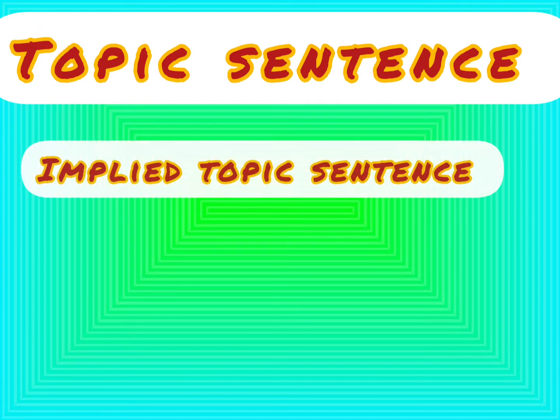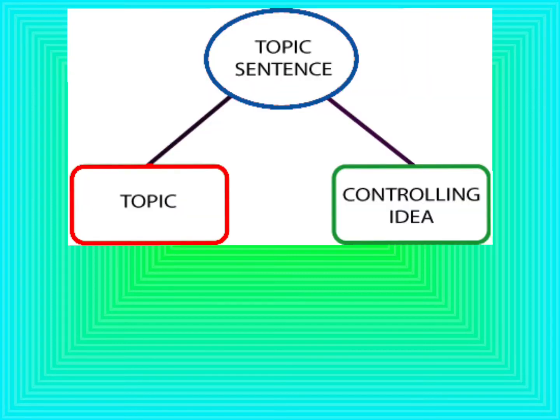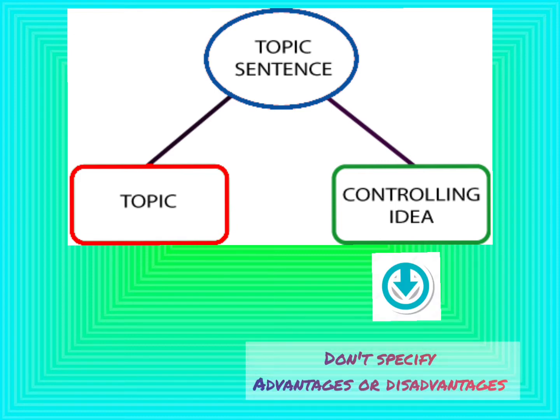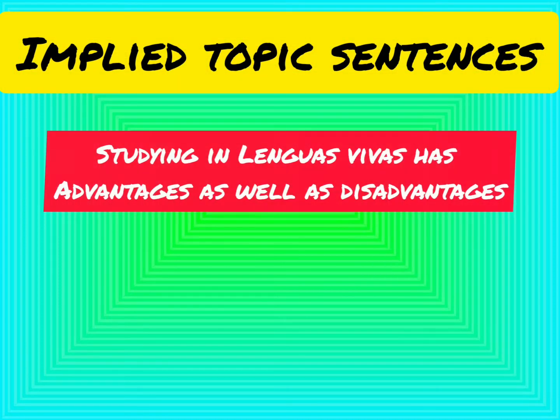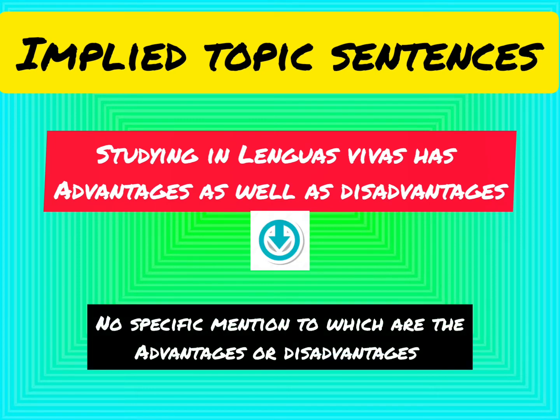What are you going to do in the topic sentence? The topic sentence is an implied topic sentence. That is to say, you are not going to mention the advantages and disadvantages in the topic sentence. Remember, the topic sentence is divided into topic and controlling idea. In the controlling idea, don't specify advantages and disadvantages, please. The implied topic sentence, for example: studying in Lenguas Vivas has advantages as well as disadvantages. No specific mention of which are the advantages or disadvantages.